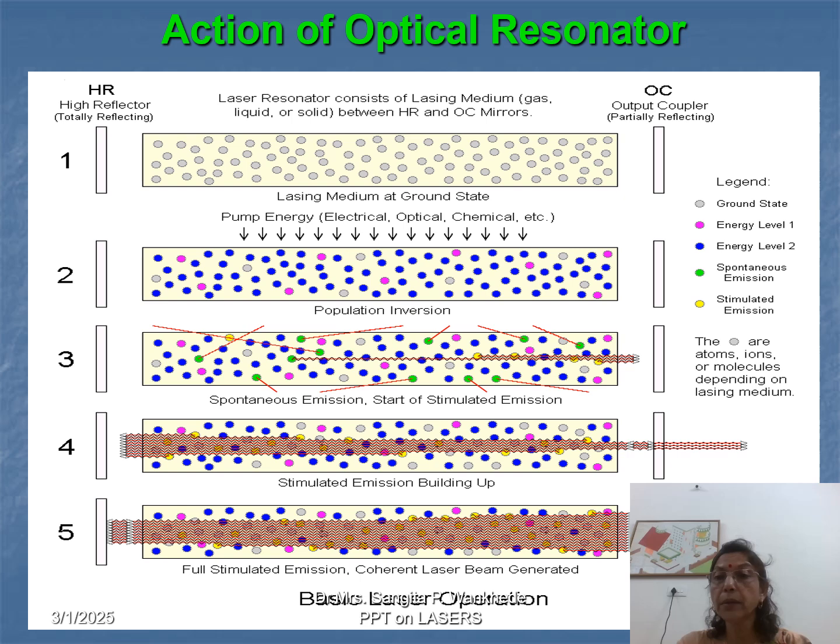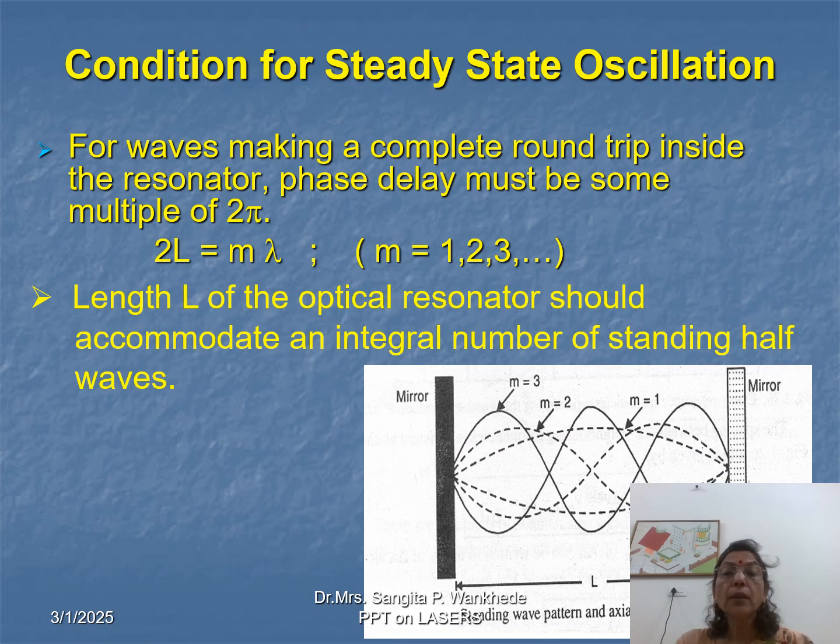The laser beam will come out from the front mirror. The condition of steady state oscillation in the optical cavity resonator is that twice L, where L is the length of the optical cavity resonator, should be equal to m into lambda. So this is the condition.